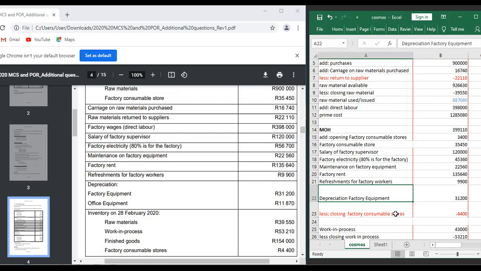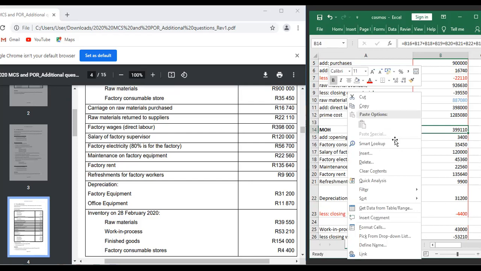After doing all the calculations, our manufacturing overhead cost results to 399,110. This is our manufacturing overhead cost. Please take note of this. I also want to bold it so that you can see.